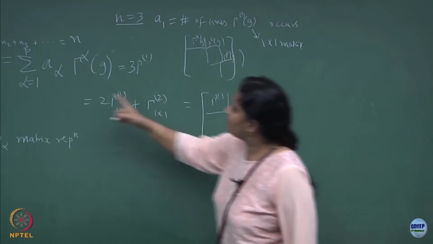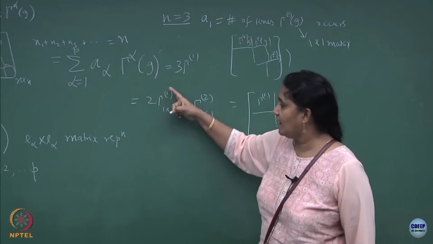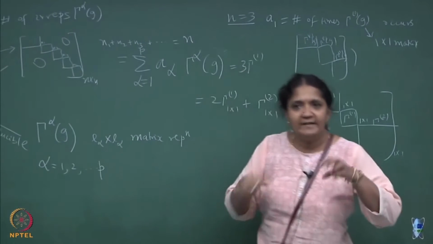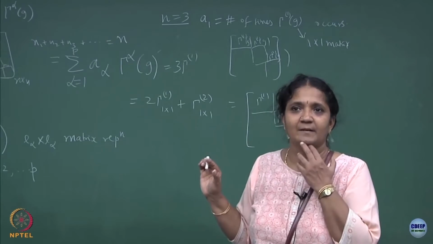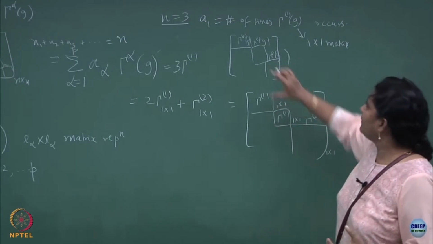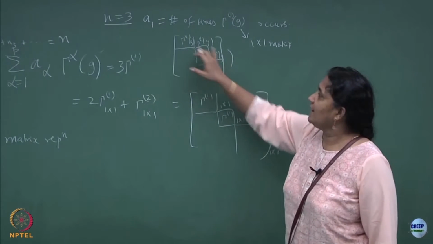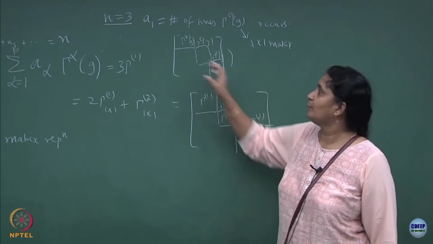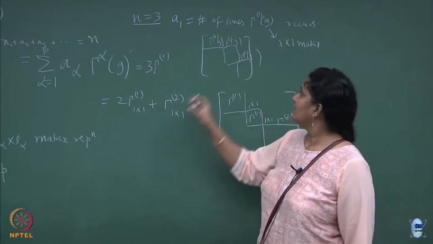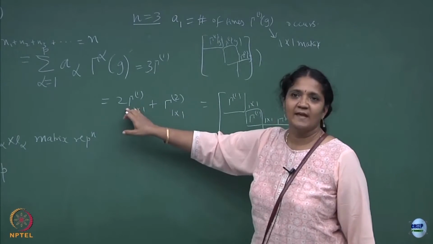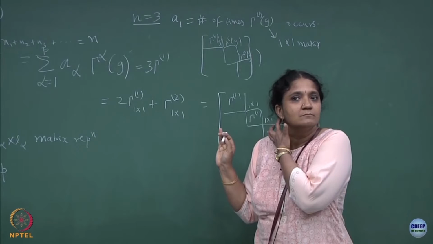So, this is the meaning of writing it as a sum of A alpha times gamma alpha, where gamma alphas are the fundamental pieces by which you can construct any higher dimensional matrix representation, which can be broken up into block diagonal form. Some of the irreps can repeat. Suppose this irrep repeats, we say that A1 is 3. Here the first irrep repeats, so A1 is 2 and A2 will be 1. Is that clear?